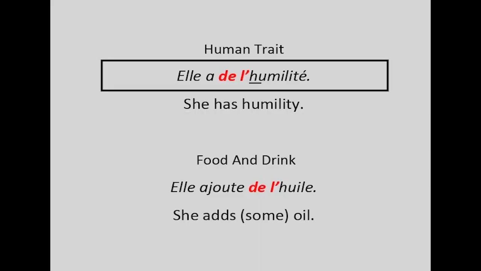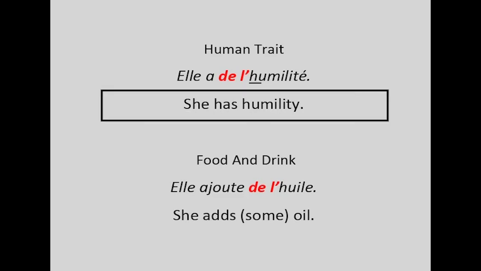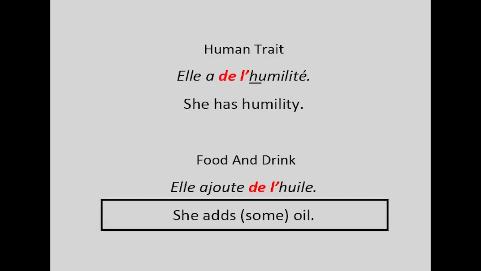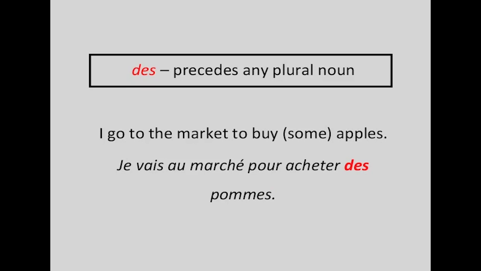In these two contexts, that is, when talking about human qualities and food and drink, the partitive article de plus l' precedes a noun that begins with a vowel or a mute H. "Elle a de l'humilité" translates as "she has humility," and "elle ajoute de l'huile" translates as "she adds oil" or "she adds some oil." And des is the partitive article that precedes any plural noun.